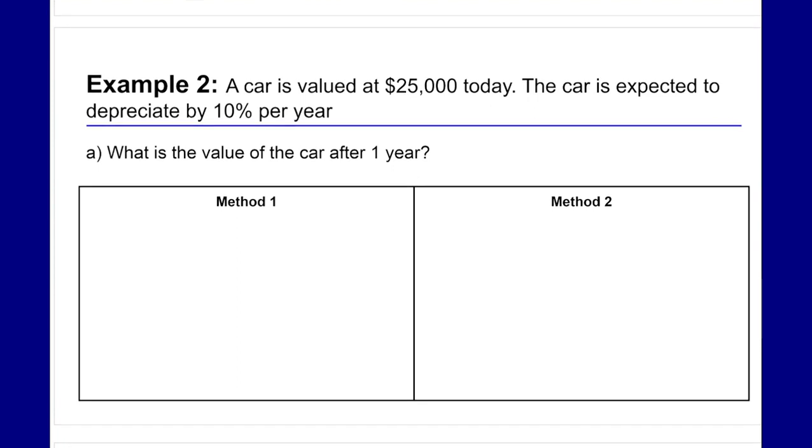Example 2. The value of a car is $25,000 today. The car is expected to depreciate by 10% per year. What is the value of the car after 1 year?